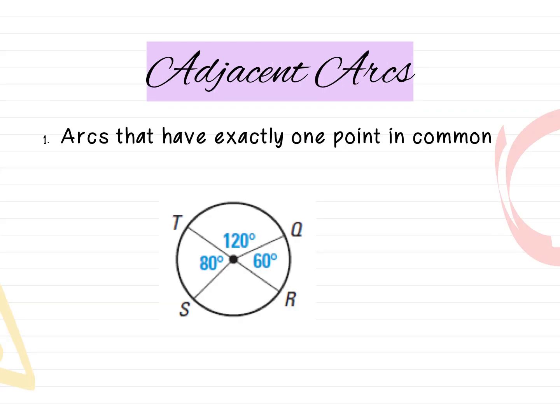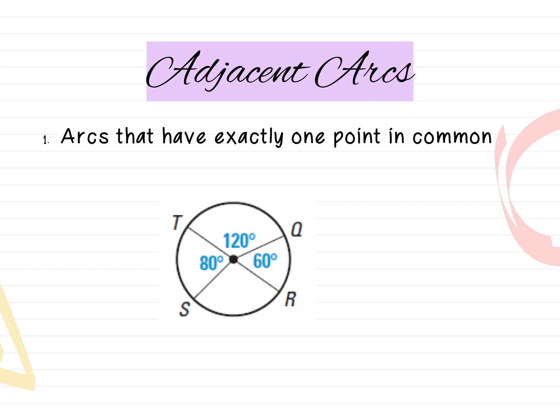Next, we're going to define adjacent arcs. And adjacent arcs are arcs that have exactly 1 point in common. They're actually arcs that are right next to each other. Now, prior to this, we had adjacent angles. And adjacent angles were two angles that were right next to each other or shared a side. Adjacent arcs have a point in common. Now, this figure here, this circle, has a bunch of different adjacent arcs.